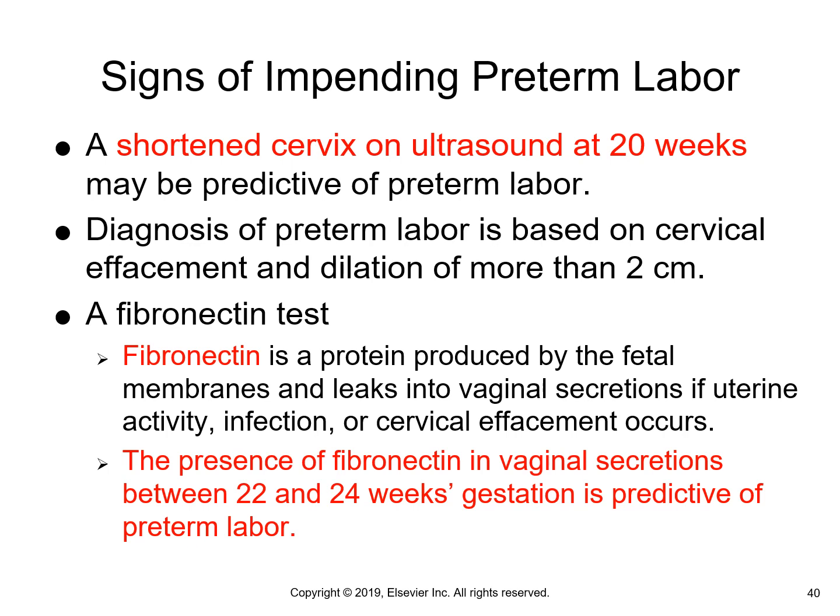Fibronectin is a protein produced by the fetal membranes. What happens is that if you have preterm labor, this fibronectin leaks into the vaginal secretions, if the cervical effacement and dilation is happening. The presence of fibronectin in vaginal secretions between 22 and 24 weeks of gestation is predictive of preterm labor.